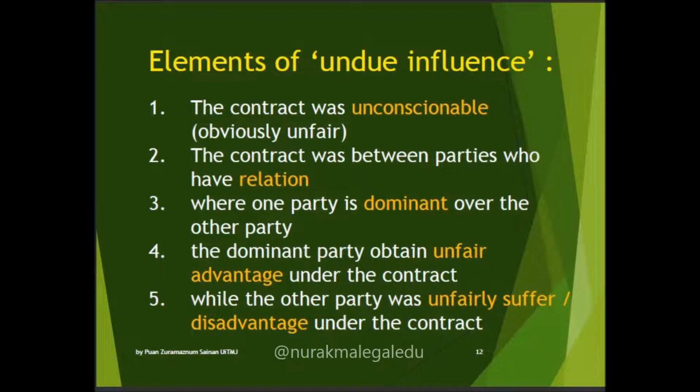So firstly, the contract was unconscionable, which is obviously unfair. And then second, the contract was between parties who have a relation. Whatever relation that is, it can be husband and wife, or brother and younger brother, or whatever it is, where one party is dominant to the other. And then third, one party is dominant over the other party. And fourth, the dominant party obtains an unfair advantage under the contract. Meanwhile, the fifth, the other party unfairly suffers or is disadvantaged under the contract. Unfairly suffer ni berlaku ketidakadilan lah. Okay, unfair advantage, orang yang lagi berkuasa mengambil kesempatan di atas kontrak tersebut. While the other party, parti yang lagi satu, mengalami kesengsaraan ataupun disadvantage.